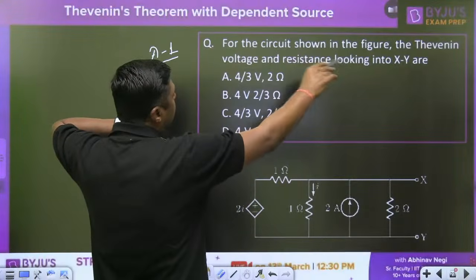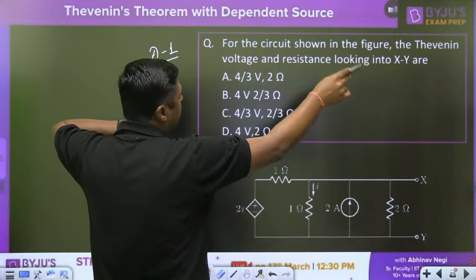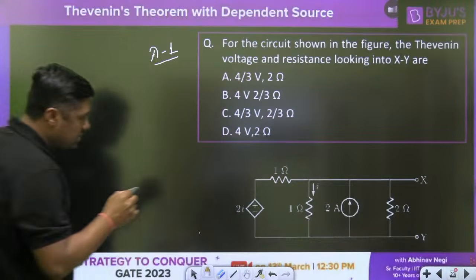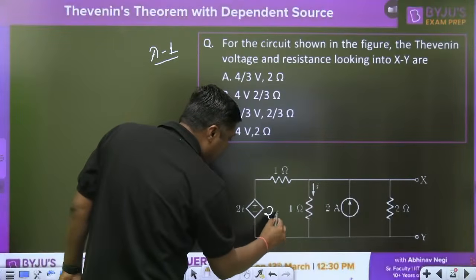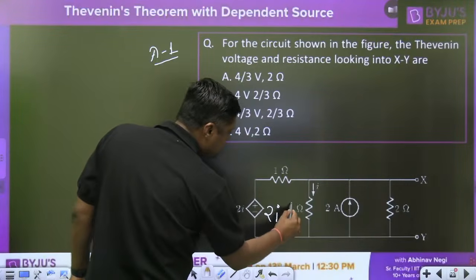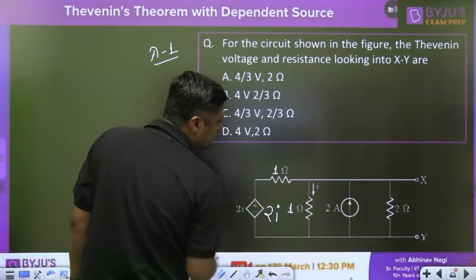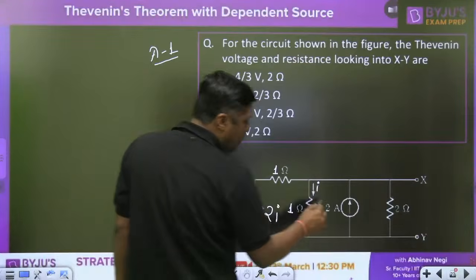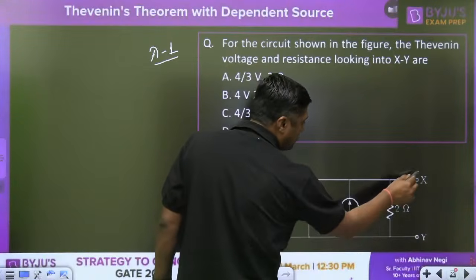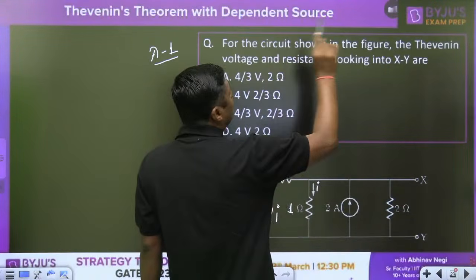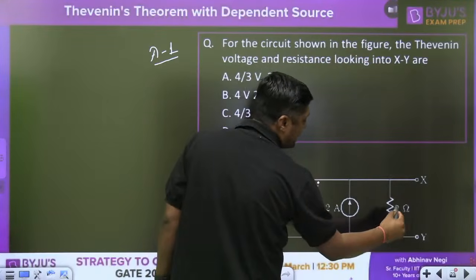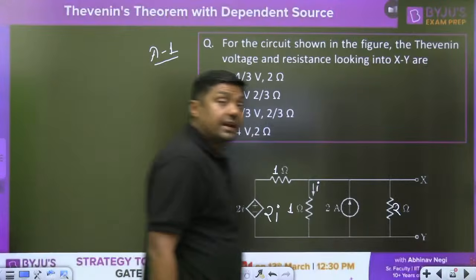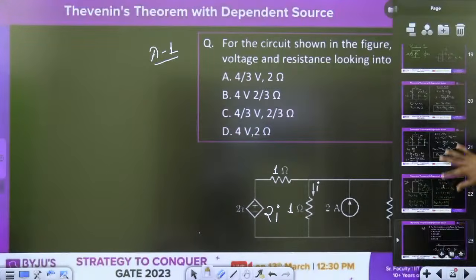For the circuit shown in the figure, find the Thevenin's voltage and resistance looking into XY. That is the first question. This is the 2I, my dear friends. This is the 1 ohm resistor. This is the I, because it depends on this 2I. There is a 2 ampere current source and a 2 ohm resistor. You have to find the Thevenin's voltage and resistance across X and Y. You can take a screenshot of this. Okay. This is the first numerical.